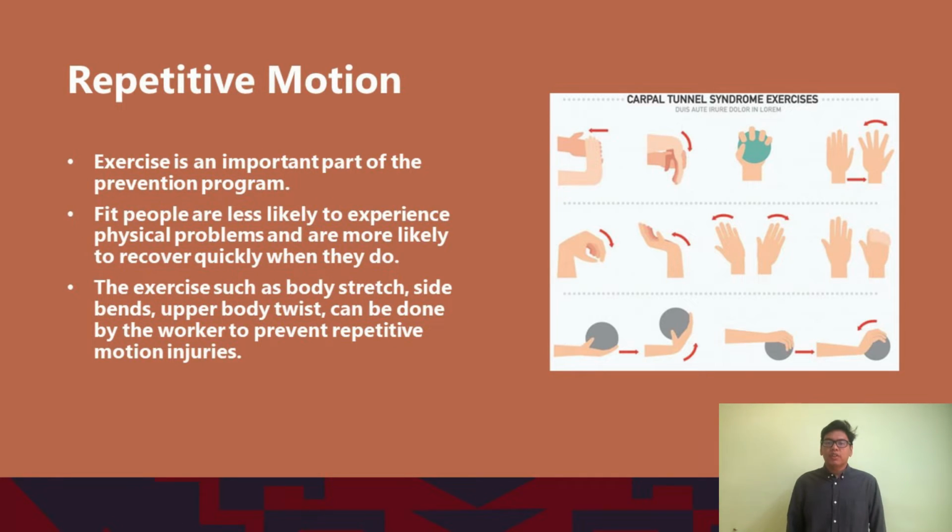Assalamualaikum warahmatullahi wabarakatuh. My name is Ahmad Hasanain bin Hayatul Kamil. I will explain about repetitive motion. Repetitive motion involves using the same muscle repeatedly without rest or recovery. This may increase injury risk when combined with other factors.